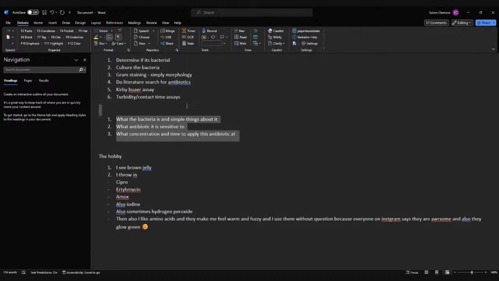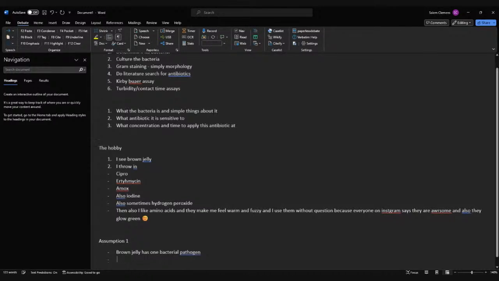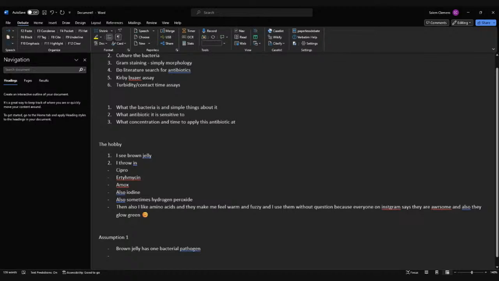And as you can see, there is a very large disconnect between this stringent process and whatever is being recommended by gurus on Instagram and Facebook who claim they know, but they simply do not. So, assumption one of this. Brown jelly has one bacterial pathogen. I'm going to tell you right now, it doesn't. Plain up. I'm going to tell you it doesn't.